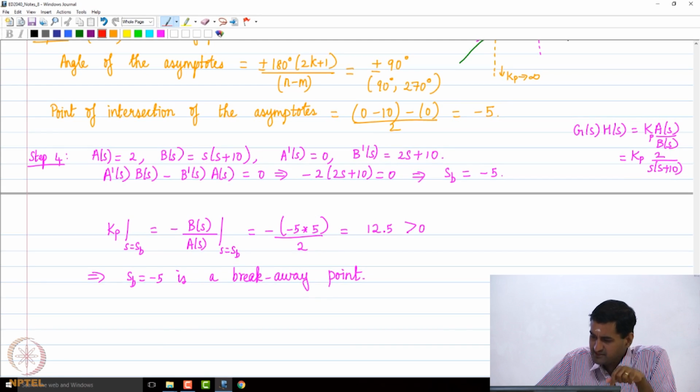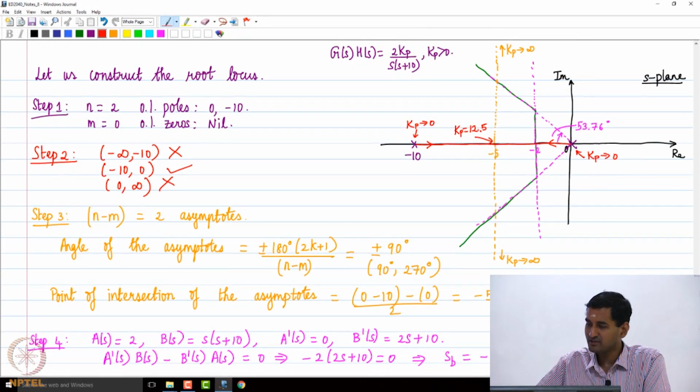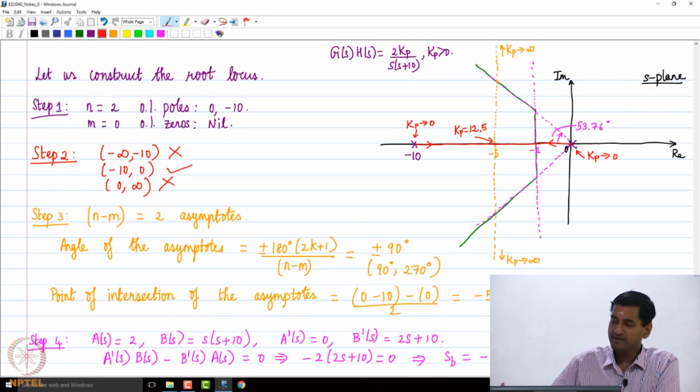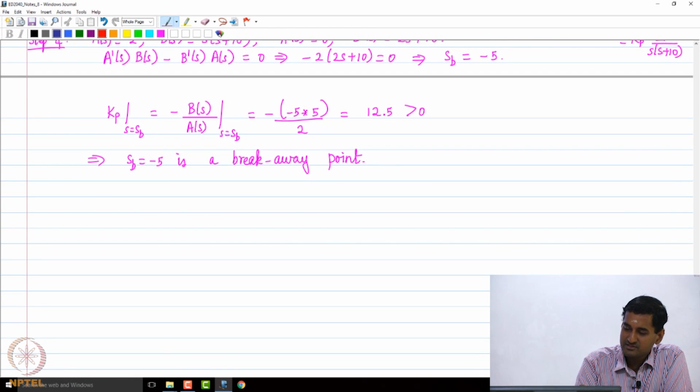Okay, so s = -5 is a breakaway point, right? So that's what we have done. That's why it breaks away, and anyway it goes along the asymptotes, right? But we will come and plot it as we go along. Okay, so what is step 5?